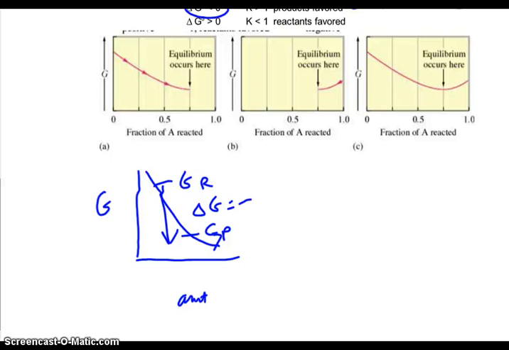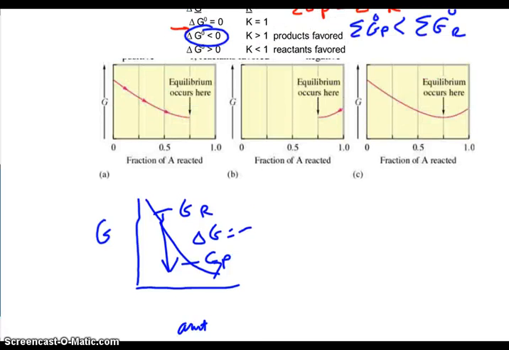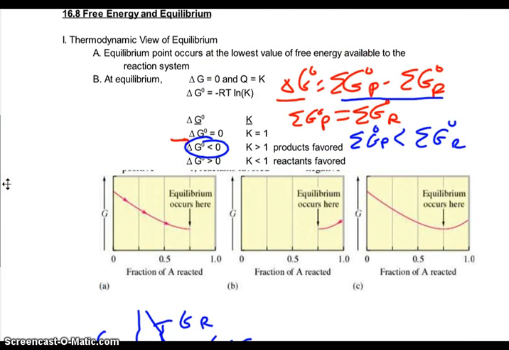If you have your products lower than your reactants, you are going to favor making those products. And if you recall back when we talked about the meaning of K, if you are favoring the products, because that's the goal here, you want that negative delta G, you are going to drive it towards the products, and so you're going to shift it to the right. You're going to favor those products.